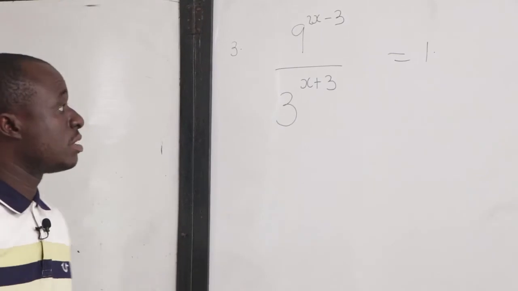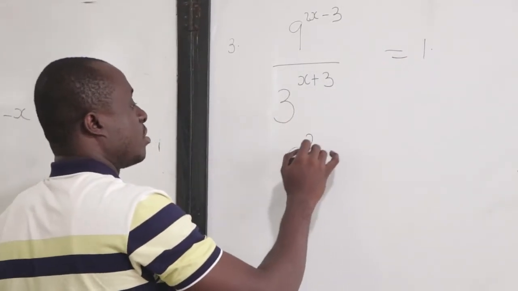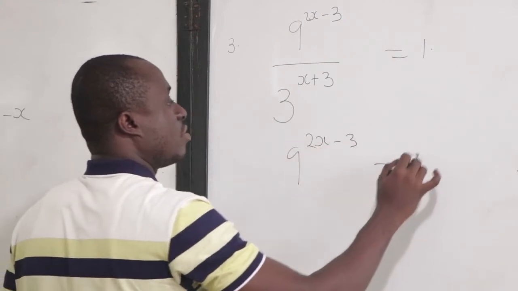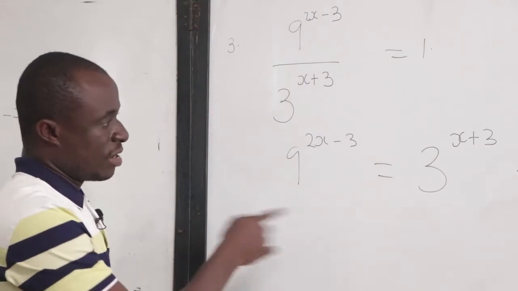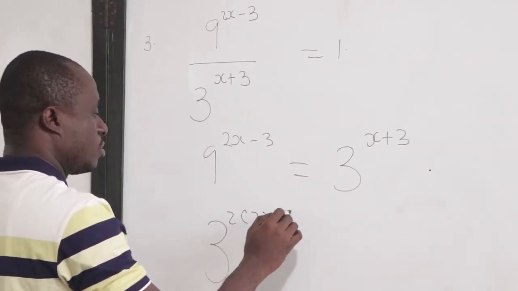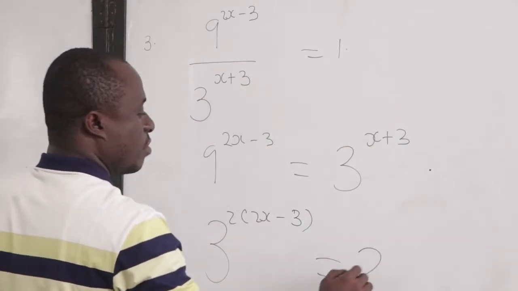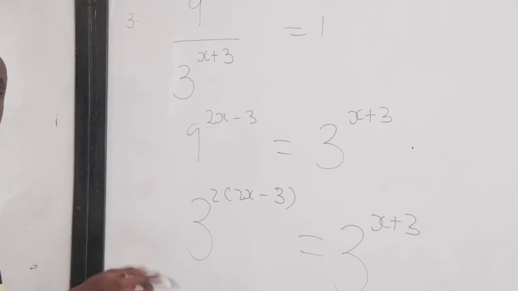Clearly, what can we do? Make all the bases the same. Or here we can even cross multiply. So we have 9 to the power 2x minus 3 equal to 3 to the power x plus 3. So you can make the base the same. So you have 3 to the power 2 times 2x minus 3 equal to 3 to the power x plus 3. Now the bases are the same, so you equate the exponents.